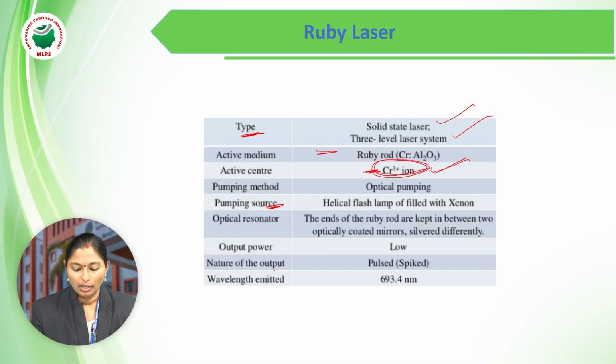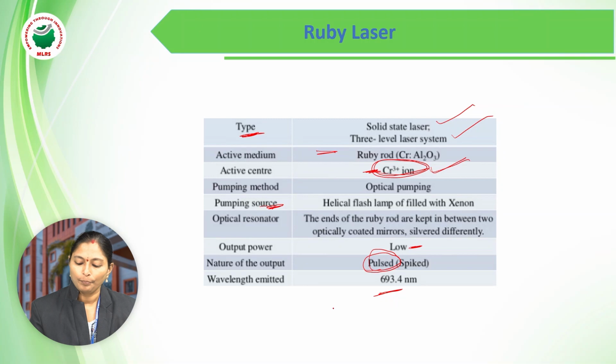What is the nature of the output? The nature of the output is pulsed output, and the output power is very low. We get a low power output. The wavelength at which it emits photons is 694.3 nanometers. This is deep red in color.